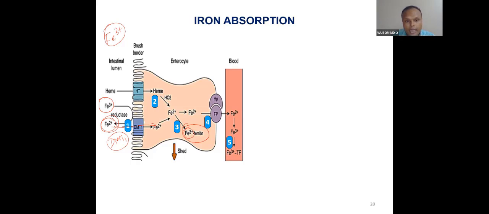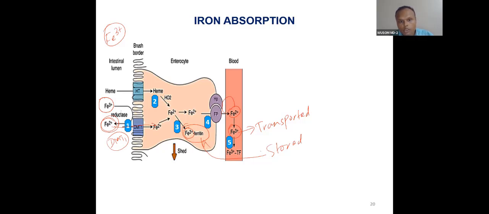But if it has to go into the circulation, the ferroportin protein will transport it out of the enterocyte. After transportation by ferroportin, there is another oxidizing protein that will immediately oxidize it into ferric. Transportation is also in the form of ferric, and storage is also in the form of ferric. Only absorption is in the ferrous form.